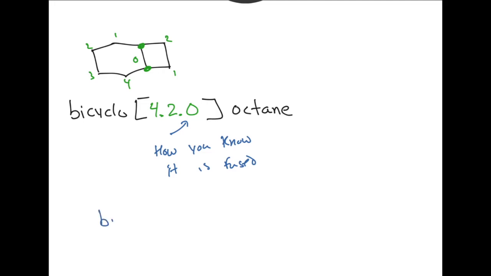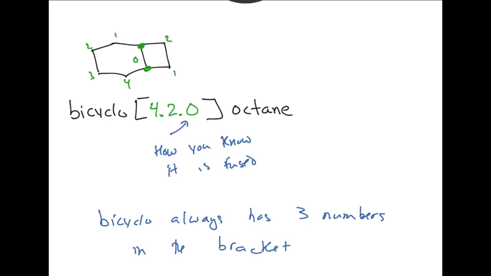Right? Bicyclo always has 3 numbers in the bracket. So if you have bicyclo as your prefix, you have to have 3 numbers in your bracket, and if it's fused, one of those numbers is 0.